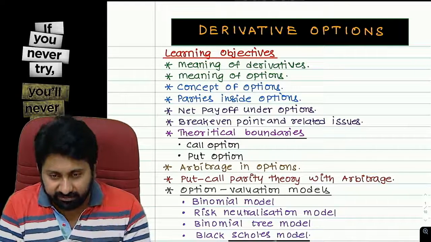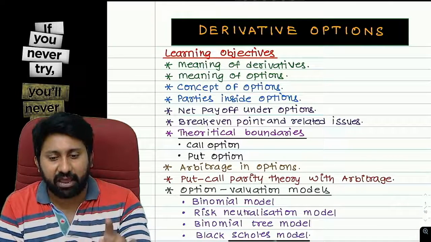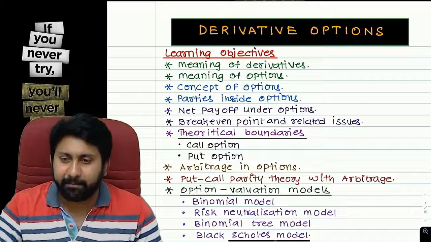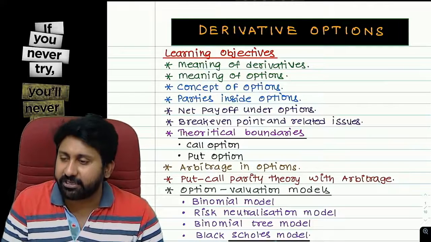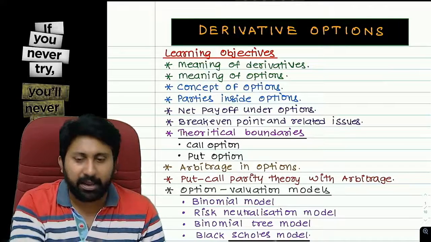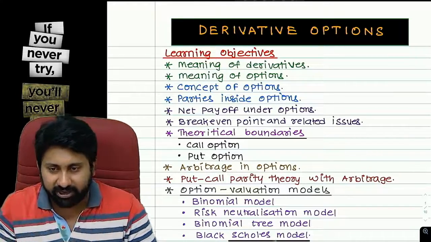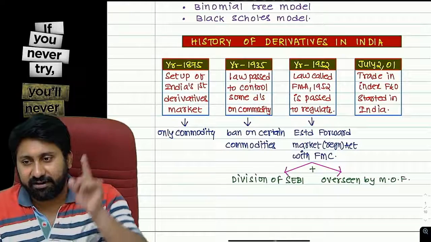So a derivative is something which derives its value from the value of its underlying asset. It's a paper. It's just a piece of instrument which gives you a right on the underlying asset. That paper is called a derivative. Understood the point up to here, right? Now listen carefully to the point: the history of derivatives in India.